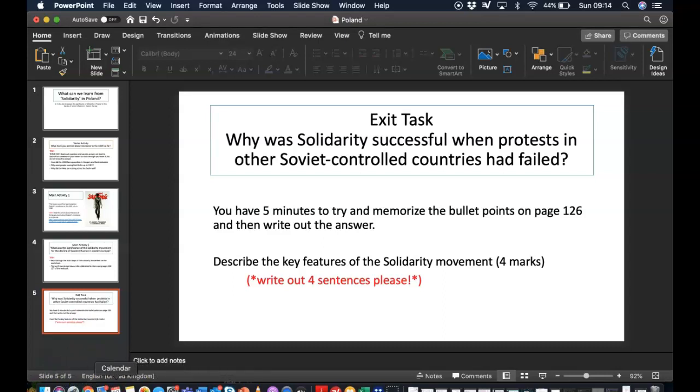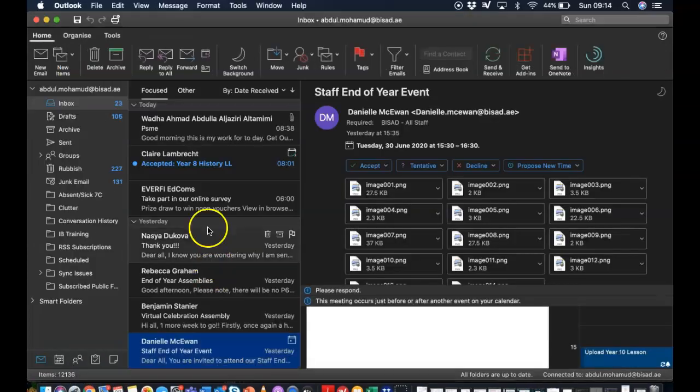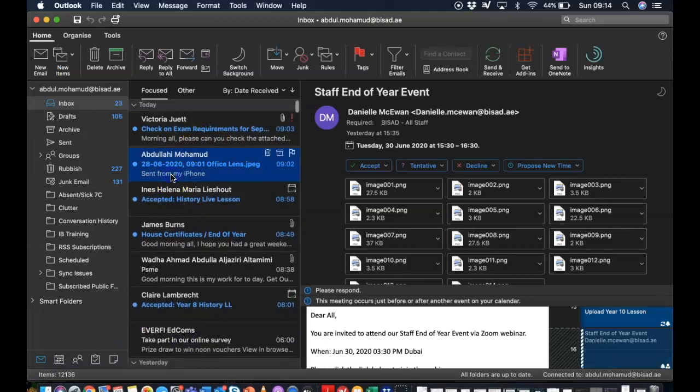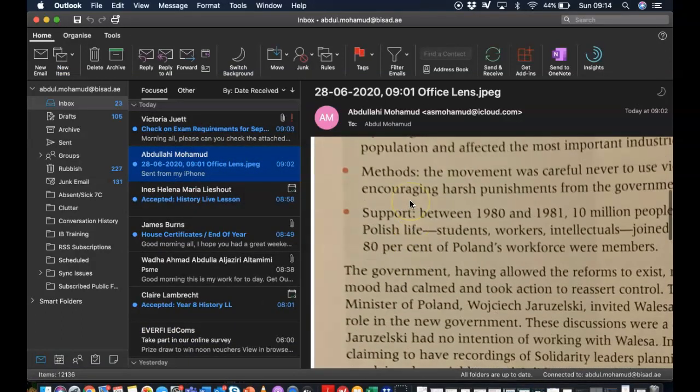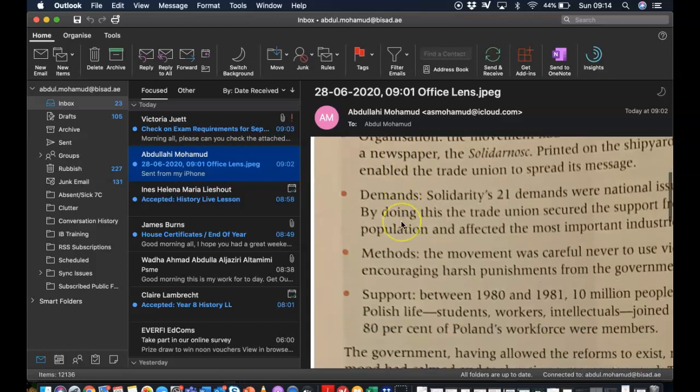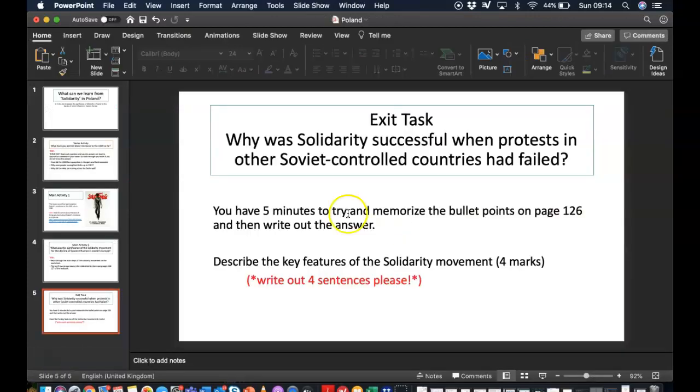And the bullet points on 126 look a bit like this. You can see there. So 1, 2, 3, 4, 5. Okay. Good luck.